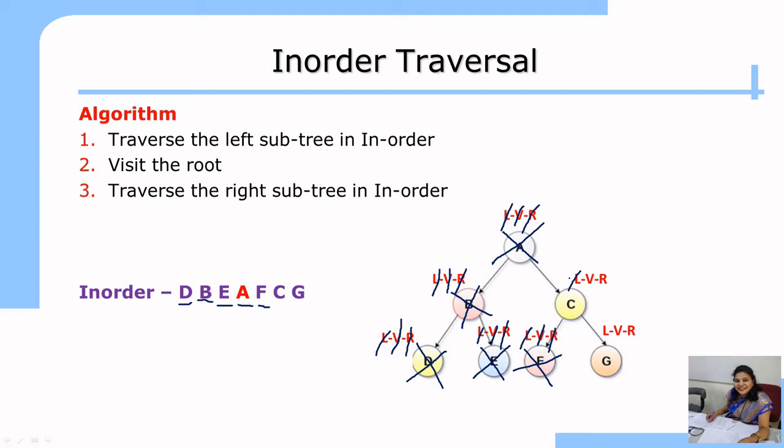Next step is what? L is already performed. So V, visit the vertex. So you write down the C. Next step, go to the right side. So control comes here and you cut the C.